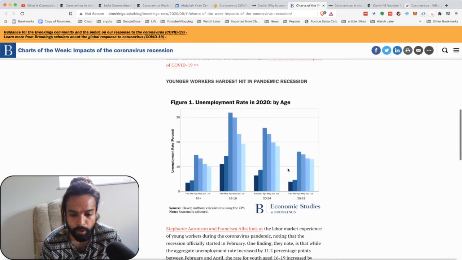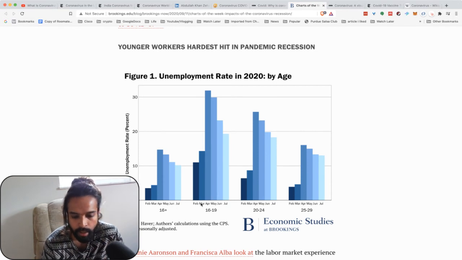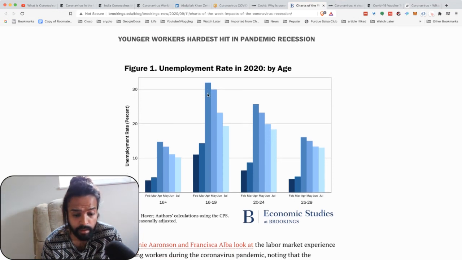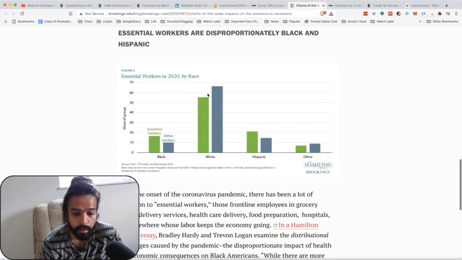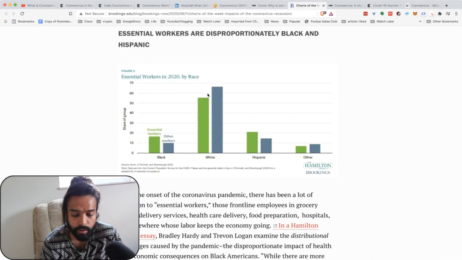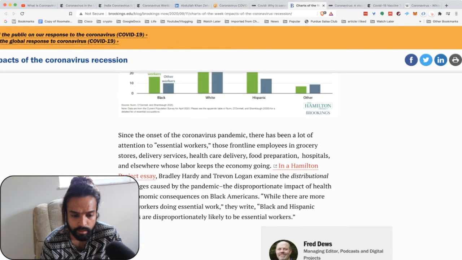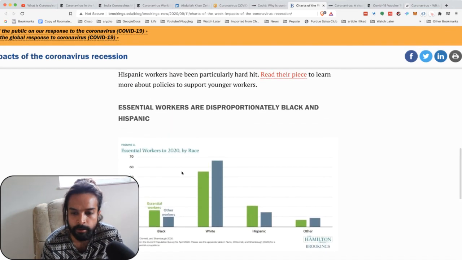Then the unemployment rate in 2020. As you can see, for young people from age 16 to 24, the unemployment rate is super high. The unemployment rate back in April was 30%. That's a huge number. Maybe you have seen some people talking about civil wars and stuff, because when people are unemployed, society will be unstable and people will vandalize. Then the essential workers in 2020 by race. These are the three charts you can see here.